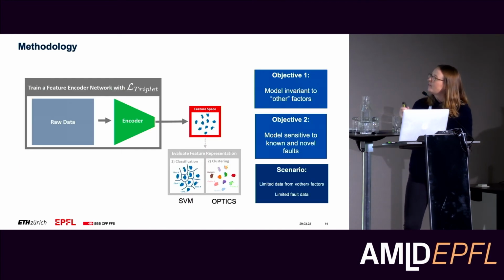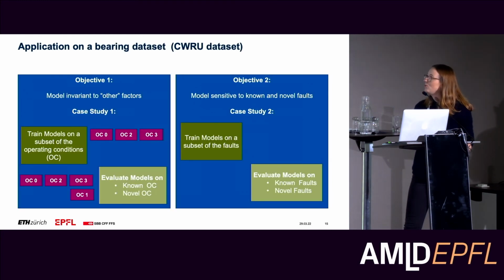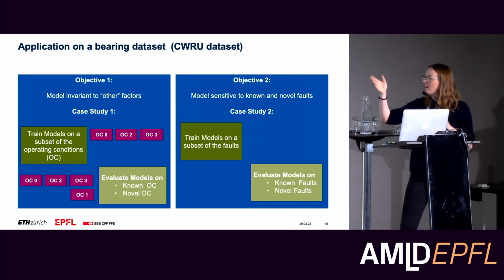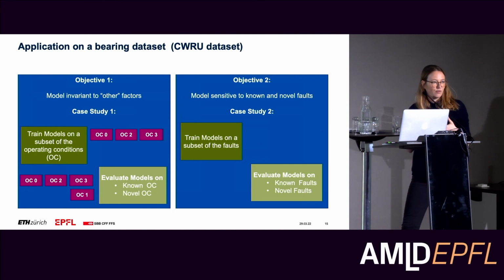Our task was that we still wanted to enable reliable classification, but also detection of novel faults. So we trained the feature space as I just explained, with the labels that we had, with the fault conditions that were represented, and we classified it and clustered it. The clustering is required if you want to detect novel faults. Then we did 2 case studies. In the very first one, we trained the feature representation on a subset of other factors, in that sense other operating conditions. Then we tested it on a data set with the known operating conditions and the novel one. So we could check objective number 1. For objective number 2, we did the same just with faults. We trained an encoder model on a subset of faults. We used 7 out of 10, so we took out 3. Then we evaluated whether the model can classify the known faults, but also, while clustering, whether it can detect the novel faults.